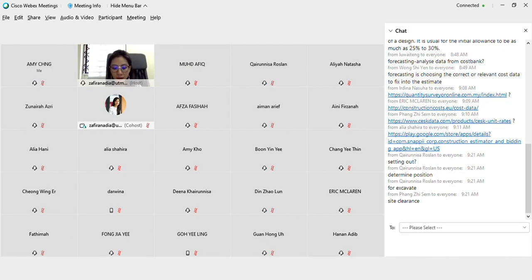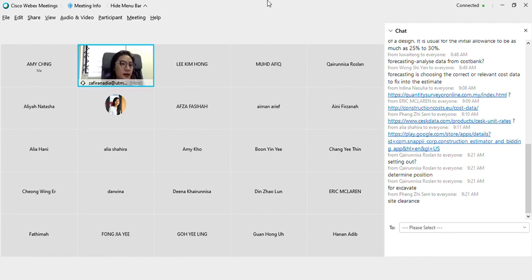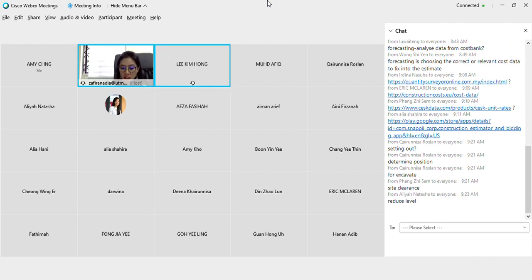Lee Kim Hong? Yes, doctor. Yes. So what are the processes or the items that are in for you to do foundation excavation, foundation works? Remove topsoil. Betul. Remove topsoil.